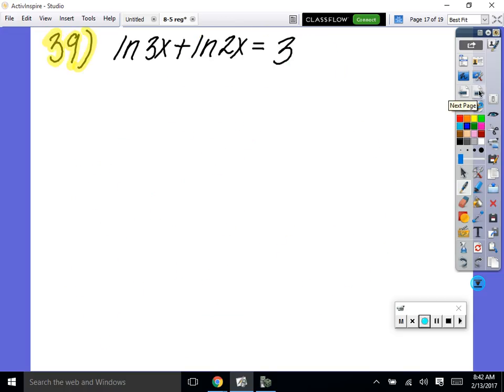So let's do 39. We have an ln of 3x plus ln of 2x equals 3. I'm going to ask you a question. Think before you answer for a second. Can I undo ln like this? E? No, why not? You're right. Yeah, you can only do it if there's one ln. There's a plus sign, so we can't do that.